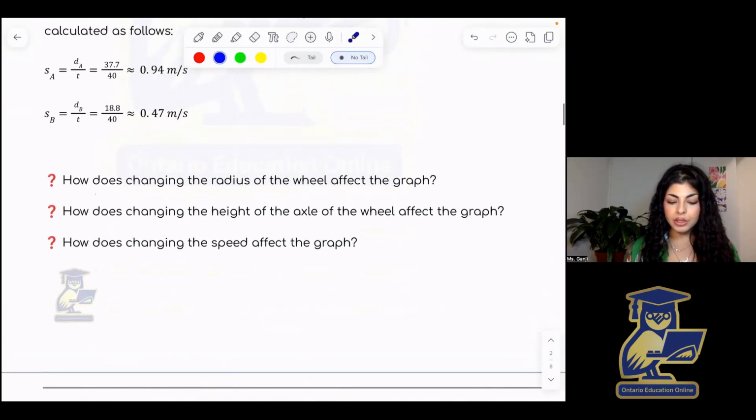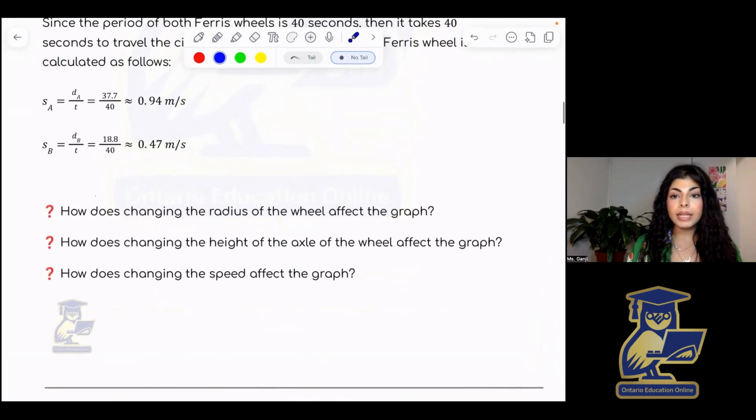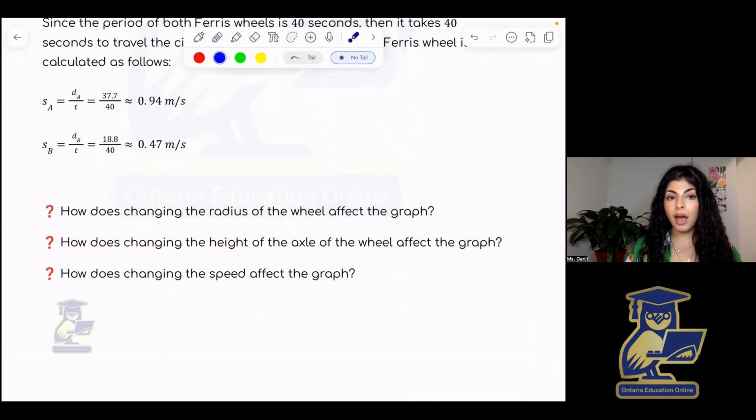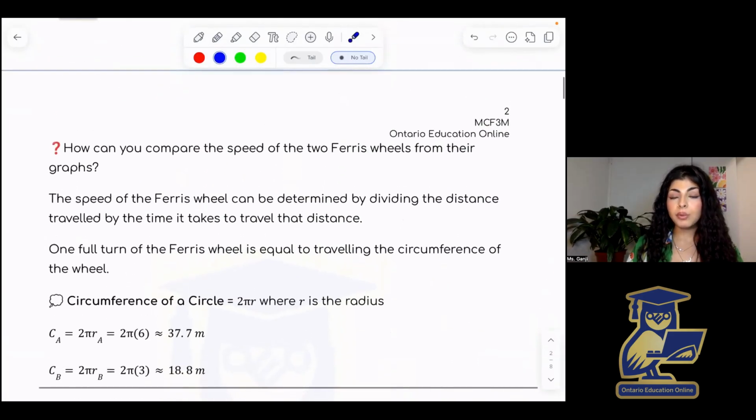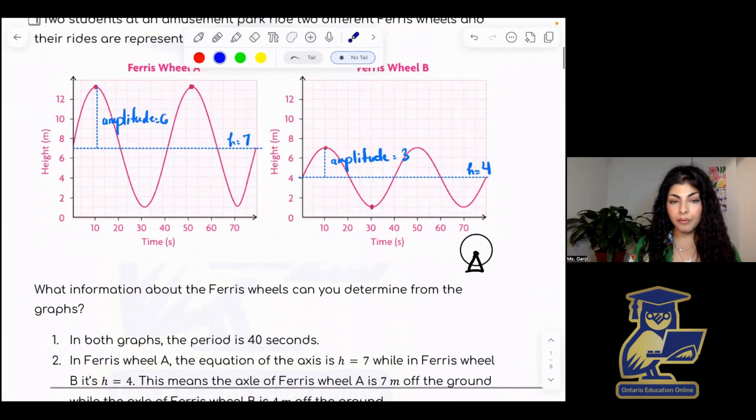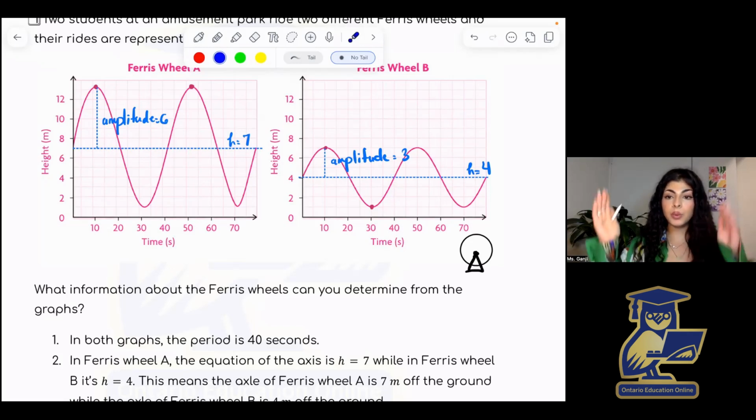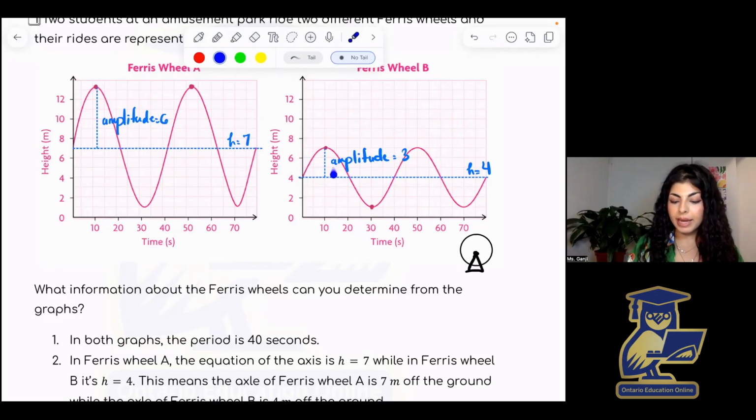And finally, how does changing the speed affect the graph? The speed will be dependent on two different things, either the distance, which is the circumference, or the time. So if we speed it up based on the same circumference, we are decreasing the period. So this same cycle will be done, for example, in 30 seconds, which means we are compressing our function horizontally for it to be narrower.